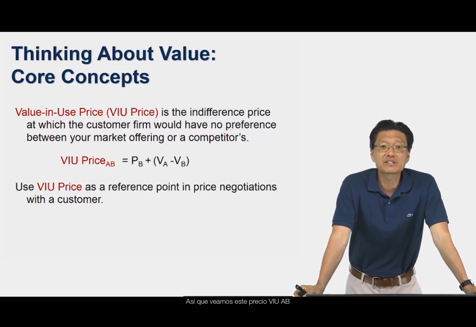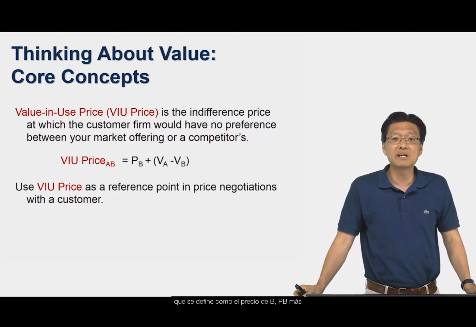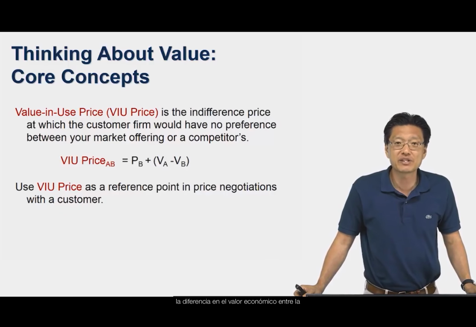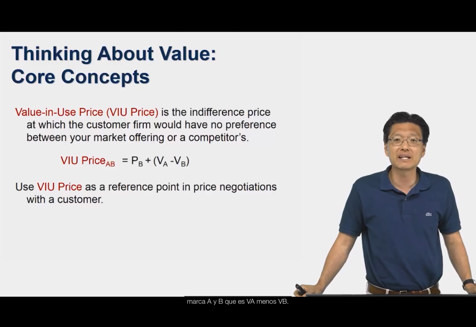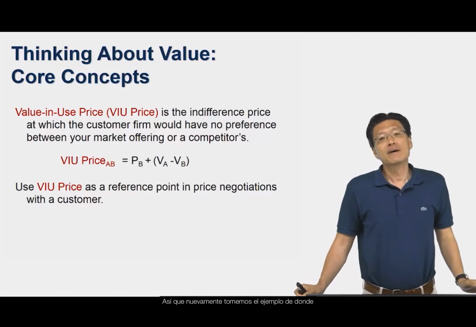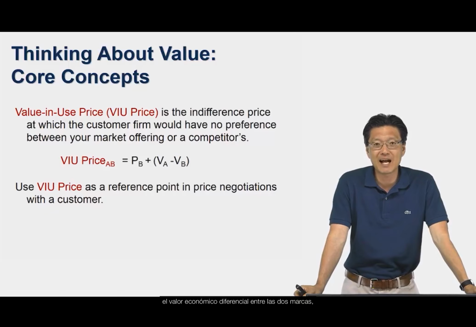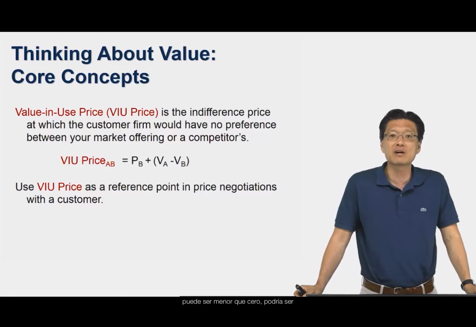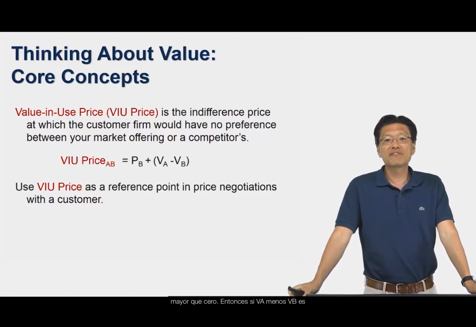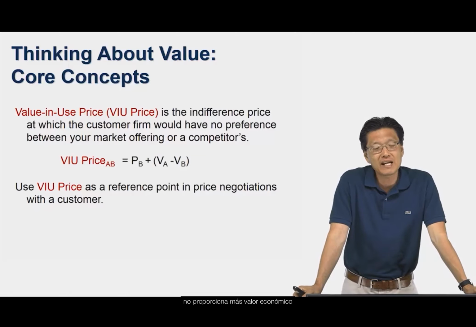So let's look at this VIU price AB. That's defined as the price of B, PB, plus the difference in economic value between brand A and B, which is VA minus VB. Let's think of VA minus VB, the differential in economic value between the two brands, in three scenarios: it can be zero, less than zero, or greater than zero. If VA minus VB is equal to zero, that means my brand A is not providing any more economic value compared to brand B.